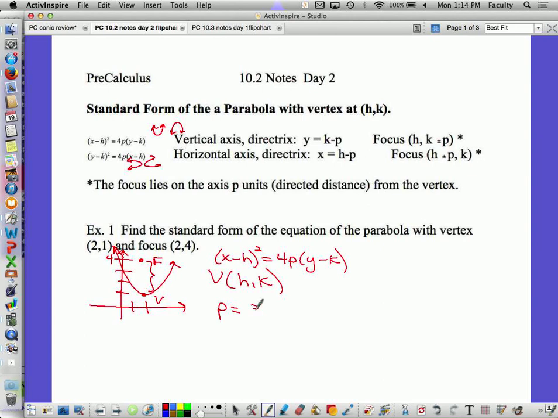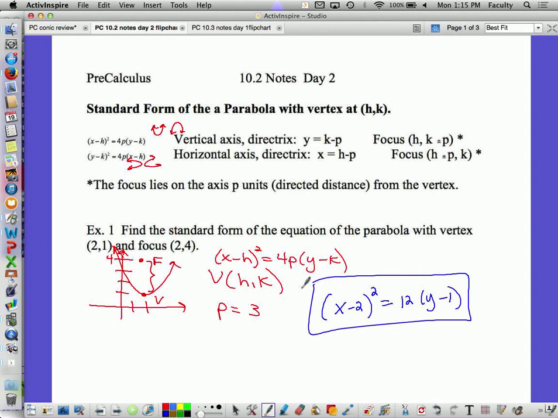3 units. So watch what we're going to do. This is really, really easy. You're going to go (x minus 2) squared equals, now it's 4 times p, so that's 12 times (y minus 1). That's it. Not a big deal. Everybody see that? So this is not difficult. We're going to have a little difficulty with some of this algebra that's coming, but we'll work with it. Everybody okay?